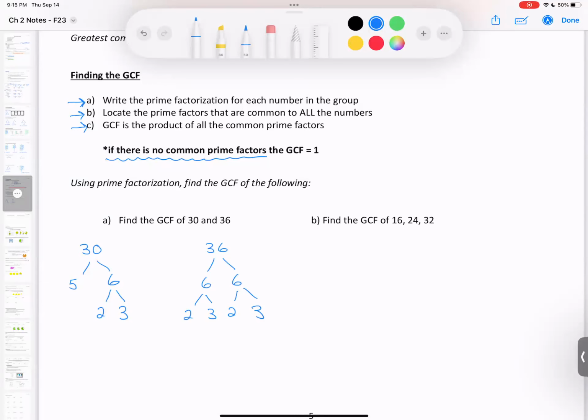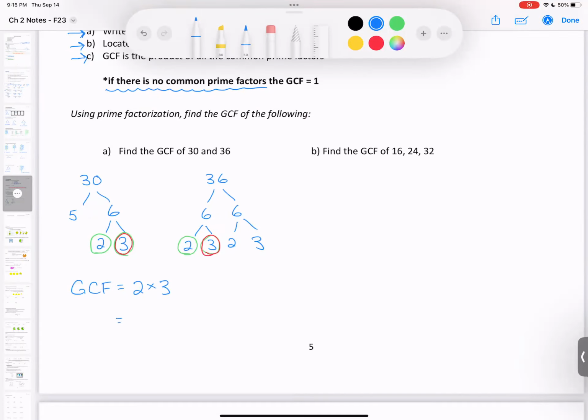Okay, now we have our prime factorization trees. We're going to circle everything that's in common to both trees. We're going to circle our pairs. I have this 2 in common, and I have a 3 in common. So the GCF, or greatest common factor, is going to be 2 times 3, and that gives us 6. So the greatest common factor here is 6.